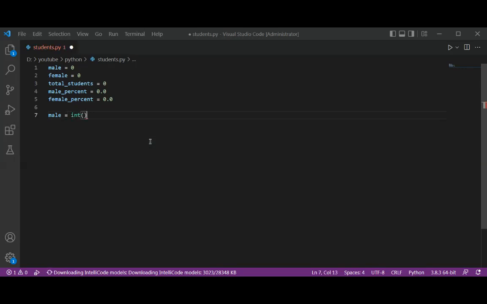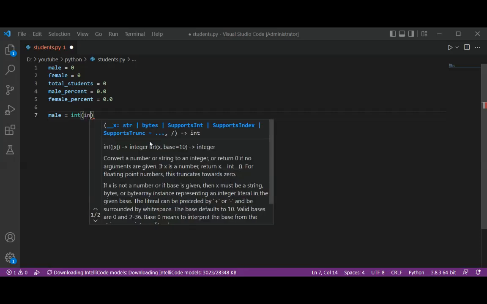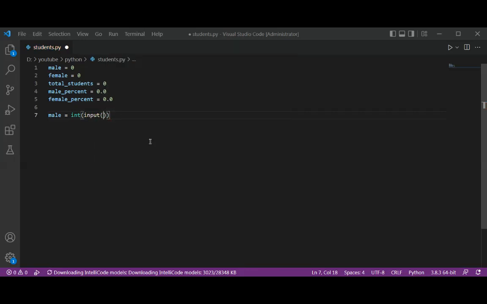And we are going to use the input function, and then we are going to prompt the user, please enter the number of male students.